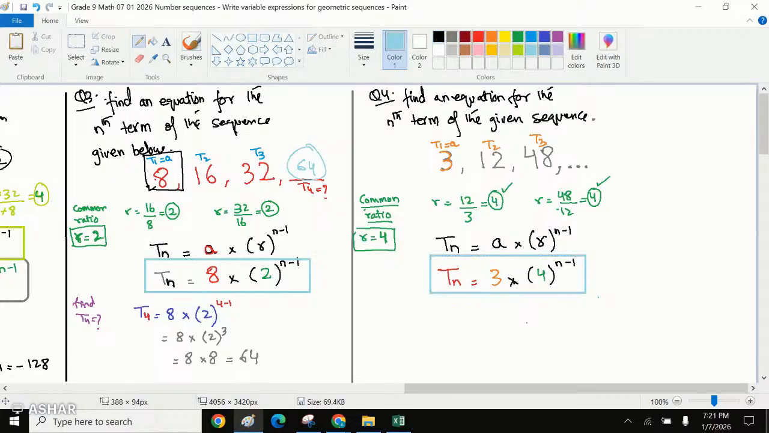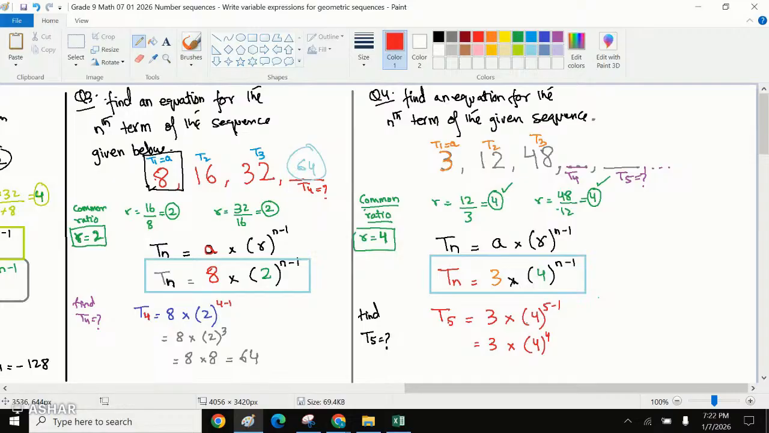Okay, in this case, let's try to find term 4 and term number 5. Let's try to find term number 5. Okay, we skip term number 4 and we'll try to find term number 5 directly. So if we need to find term number 5, all we need to do is replace the n by a 5. That means 3 multiplied by 4 to the power 5 minus 1. That would be 3 into 4 exponential 4.